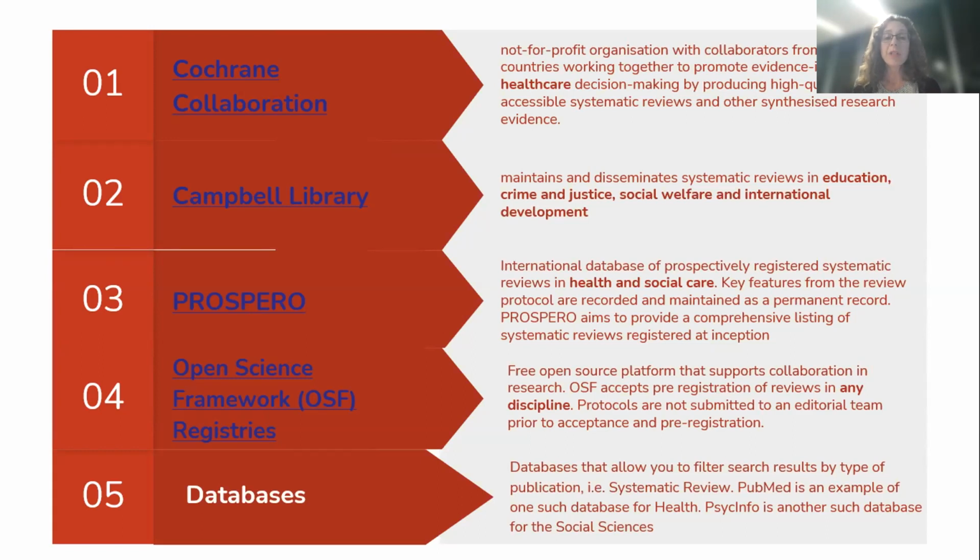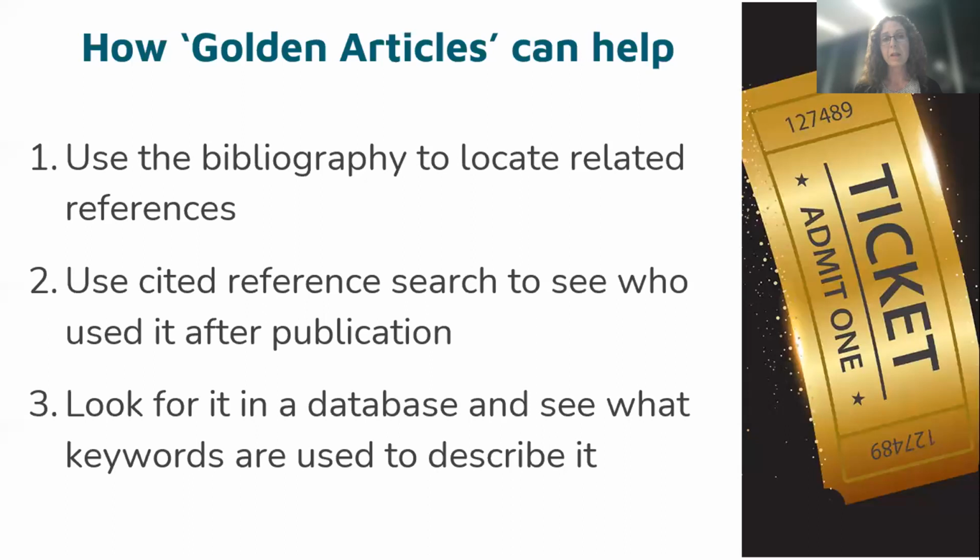And you can also search databases. So many databases have a filter that allows you to filter results by type of publication, such as systematic review. So this is possible in PubMed, and another place where you could do this is also in PsycInfo. So as well as searching for other systematic reviews, you're also doing sort of a scoping search of the literature and seeing what's out there. To see, again, is there enough literature out there? Is there too much out there? Do I need to broaden my topic, or do I need to narrow it in?